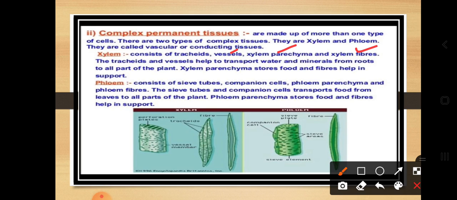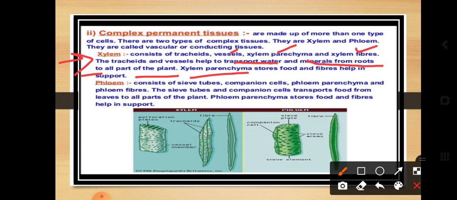And what is the function of the tracheids? The tracheids and vessels help to transport water and minerals from the root to all parts of the plant. Dear students, in the earlier classes you already learned about this. The transporting of water in the plant body is possible by the xylem itself. But in the xylem, which constituent parts help transport water from one region to another in the plant body? That is nothing but the tracheids and the vessels. These both help to transport water and minerals from roots to all the parts of the plants.